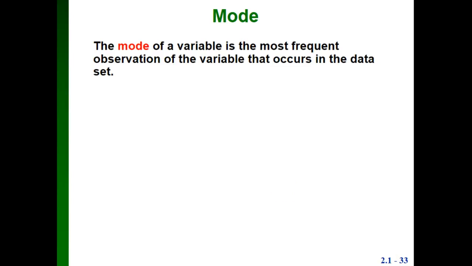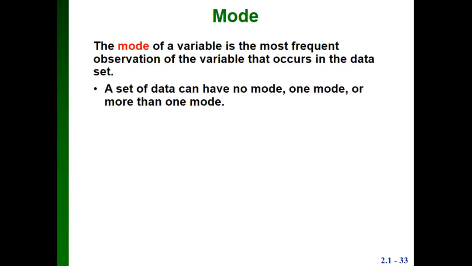Now, another measure of center that we can talk about is called the mode. The mode of a variable is the most frequent observation of the variable that occurs in the data set. In other words, it's the value that occurs more times than any other value in the data set. So a set of data can have no mode if there's no value that occurs more than once. It can have one mode if there's one value that occurs more than any other one, or it can even have more than one mode. Maybe there are two different values that both occur the same number of times, and that's the most of any values. Then both of those values would be the mode.